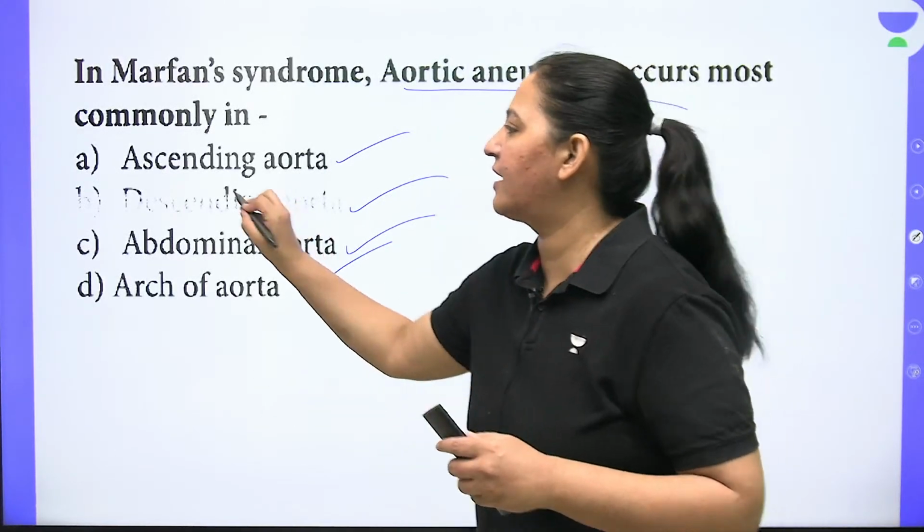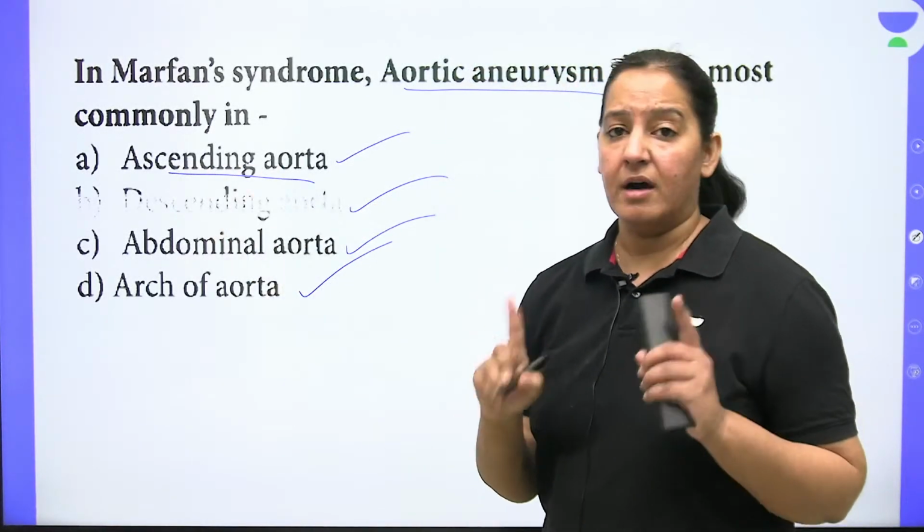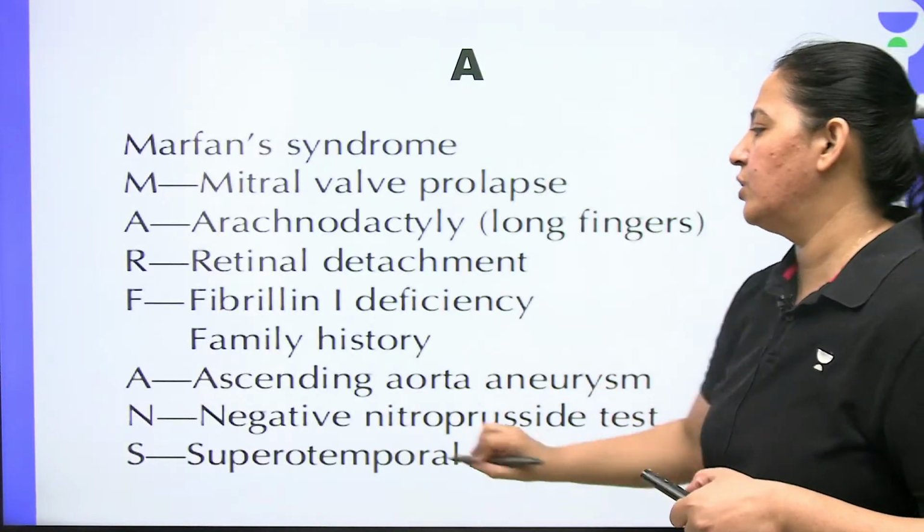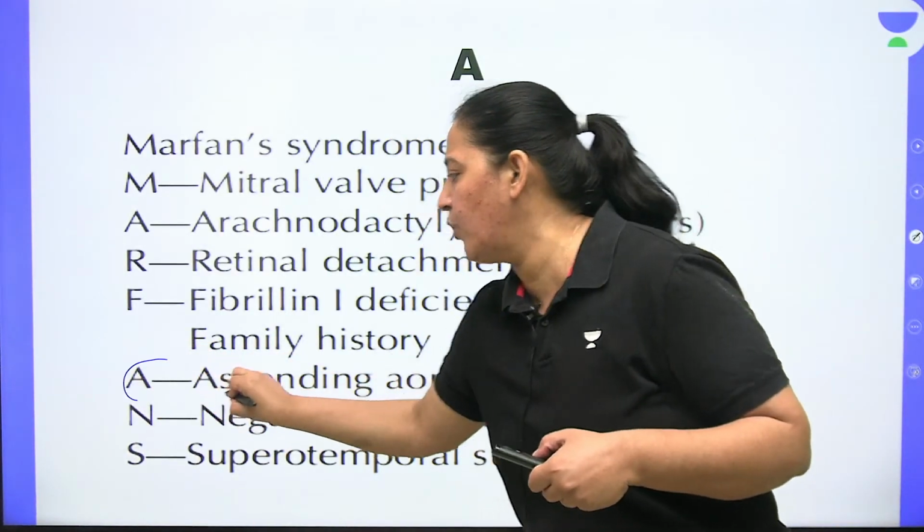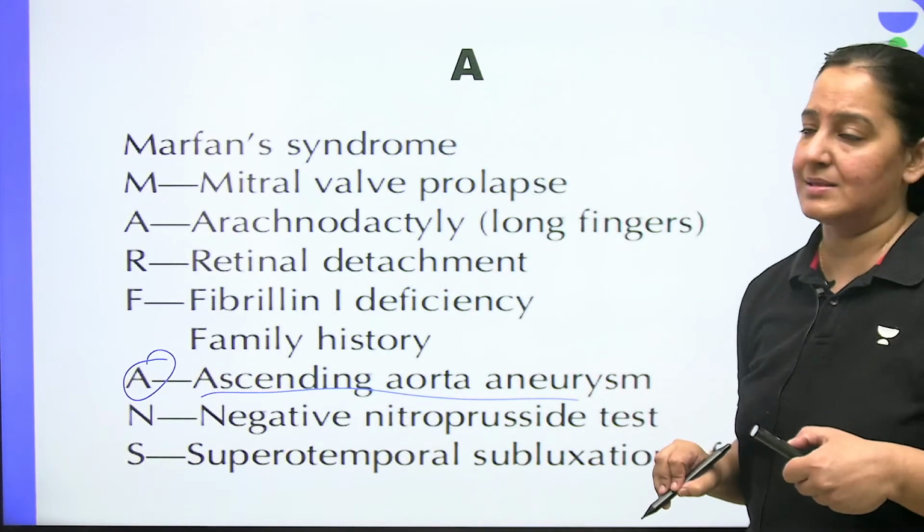Yes, very good, Vibhuti. The correct answer here is ascending aorta. It occurs in ascending aorta. In the mnemonic also, you can see A stands for ascending aorta aneurysm. So aneurysm occurs in ascending aorta.